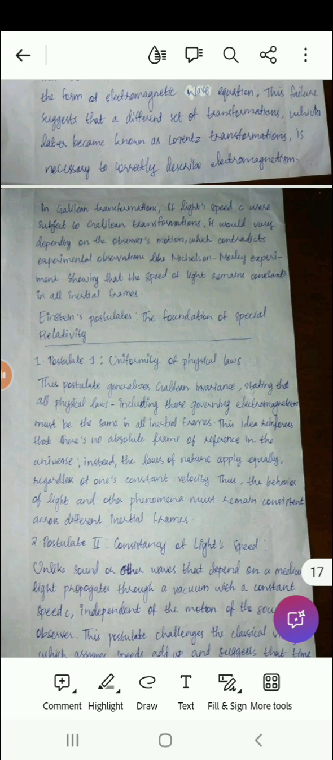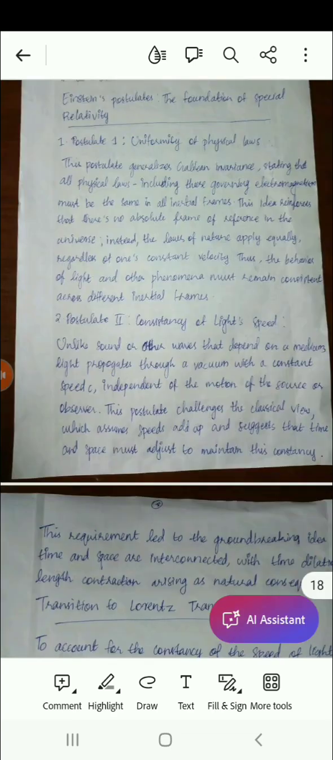It is believed that the speed of light will be different in different frames of reference or inertial frames, which contradicts the experimental observations like the Michelson-Morley experiment, which showed that the speed of light remains actually constant in all inertial frames. Generalized Galilean invariance, that is, electromagnetism. The laws governing electromagnetism were not invariant to Galilean transformation.